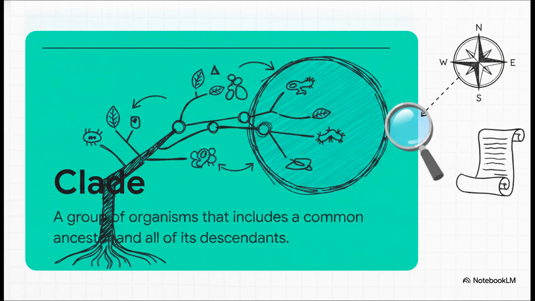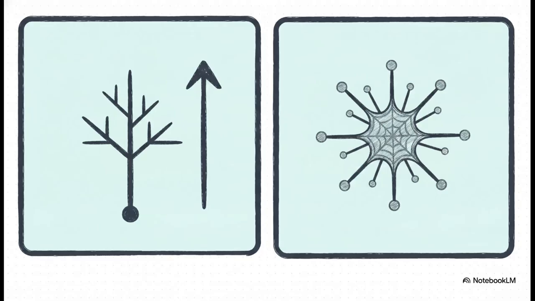And finally, you have the clade. A clade is a group of organisms that includes a specific common ancestor and absolutely all of its descendants. Now, these trees generally come in two different flavors. First, you've got your rooted tree. Because it has a defined common ancestor at its base, it gives us a chronological timeline. It shows a clear direction of evolution over time. The second type is an unrooted tree. This one completely lacks that ancestral origin point. It simply maps out genetic distance and how present-day organisms relate to one another, but we can't actually tell the direction of evolutionary time from it.